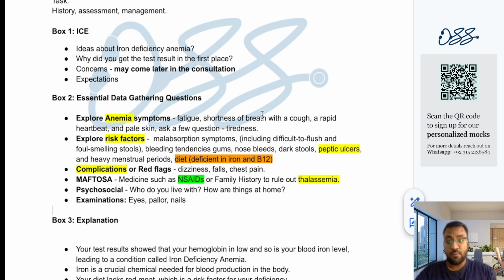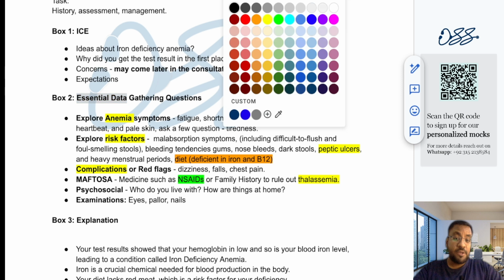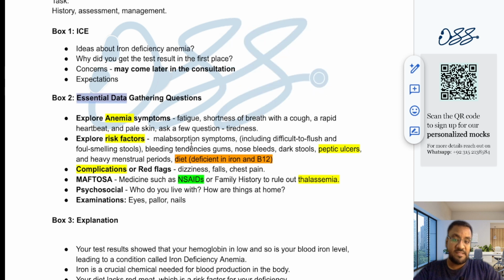This way, your data gathering would be very much structured. Okay, and the chances of you missing out on essential data gathering questions, and this is why I call them the essential data gathering questions, because they're really important, and you don't want to miss out on them. So this way you're going to cover the essential data gathering aspects for sure.